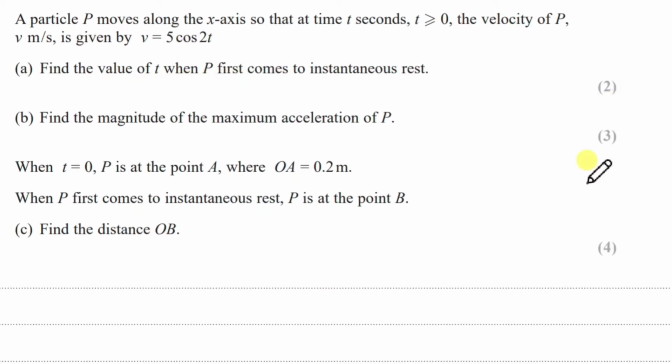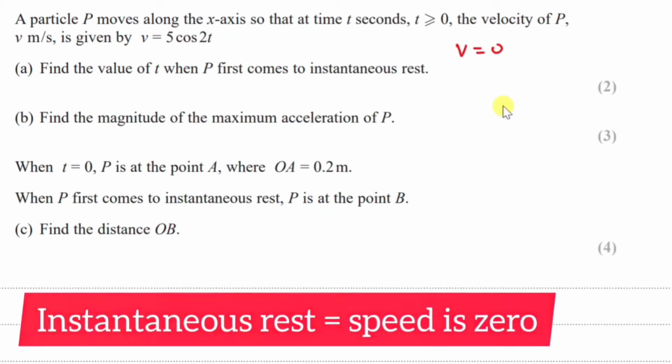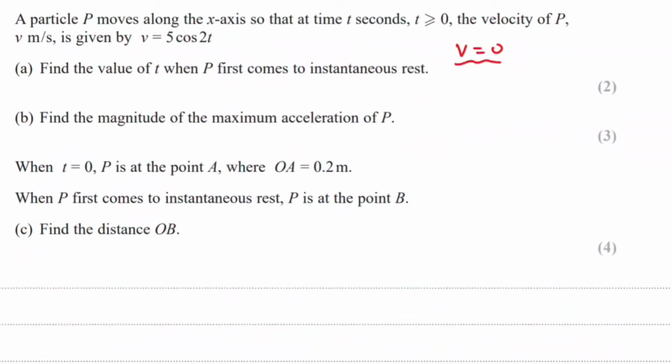So instantaneous rest just means when the speed is 0. So in other words, let v equal 0. That basically means you're not moving anymore. Now to do that, just equate this to 0. So we're going to have 5 cos 2t equals 0. And just solve it. Divide 5 across, you still get cos 2t equals 0.